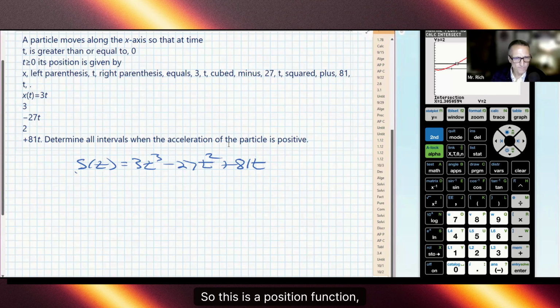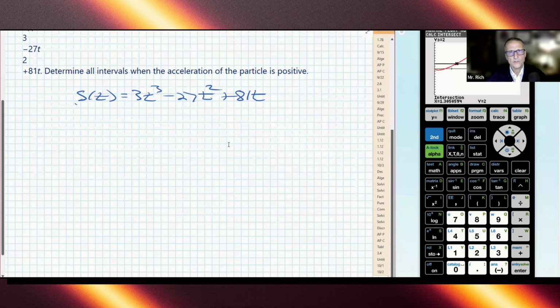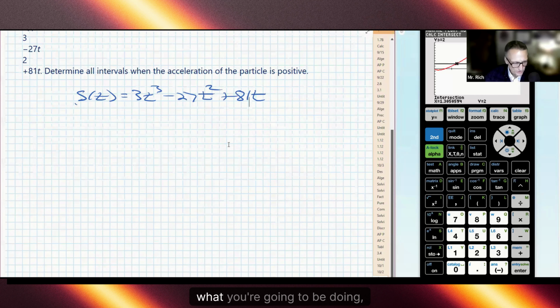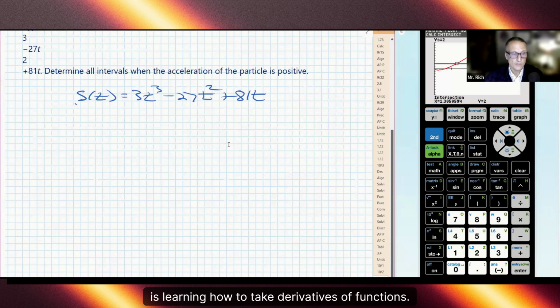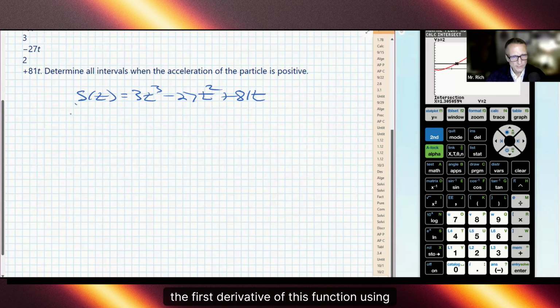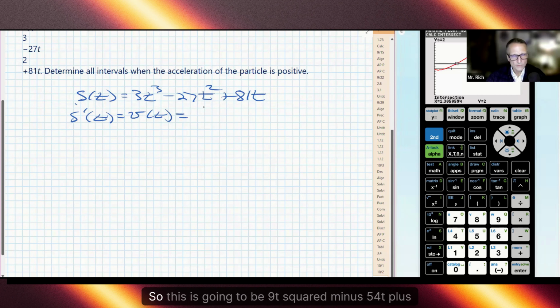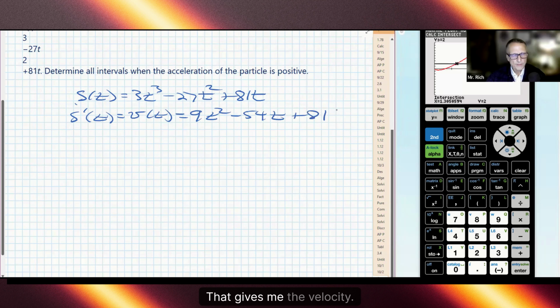So this is a position function, and we need to get the acceleration function. Those of you that are in AP Precalc, what you're going to be doing is learning how to take derivatives of functions. I'm going to take the first derivative of this function using something called the power rule of derivatives. We call that first derivative s prime of t, which is also known as the velocity function. If this is the position function that gives me the position of the particle at any time t, the derivative is the velocity. So this is going to be 9t squared minus 54t plus 81. That gives me the velocity.